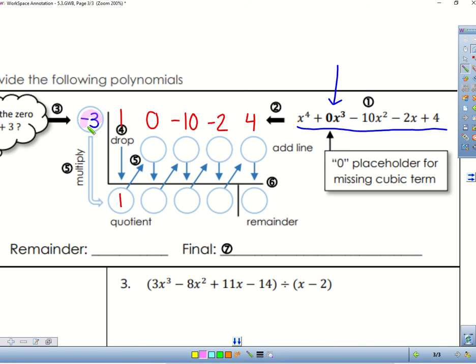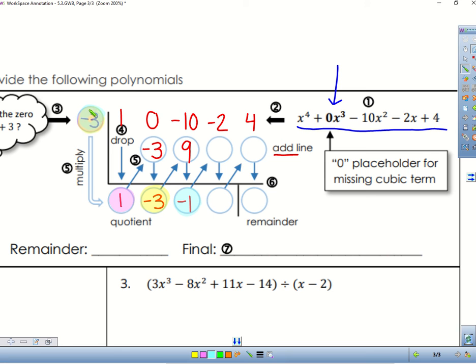You then multiply the outside number times the number you brought down. What's negative 3 times 1? Negative 3. You write that number here. When you do this, you always add. What's 0 plus negative 3? Negative 3. Now you multiply again. Negative 3 times negative 3 is? Positive 9. You write it here. Now you combine again. What's negative 10 plus 9? Negative 1. Good.